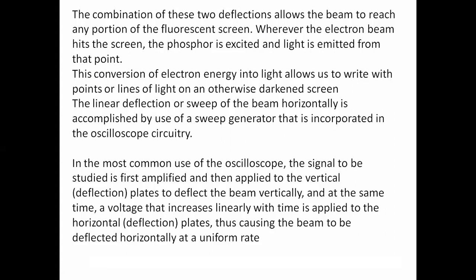The screen is coated with phosphorus material. When the beam of electrons bombards the phosphorus-coated screen, the phosphorus material is excited and light is emitted. This conversion of electron energy into light allows us to write with points or lines of light onto the darkened screen.